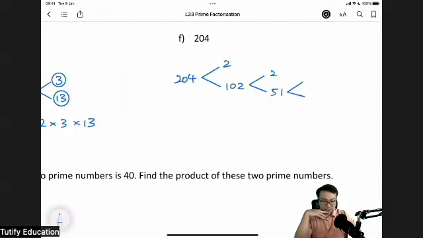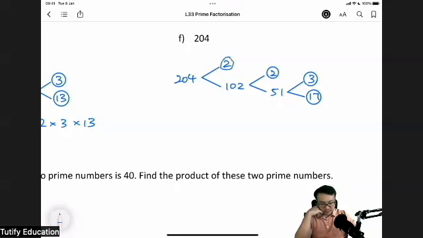Okay, then 51, what can you do? You think it can be divided by 3? What is 5 plus 1? 6. So do you think it can be divided by 3? Yes. So take 3 times 17 and that will give us 51. Now 17, let's split it up. Can we split it up? No, because it is a prime number. Well done.